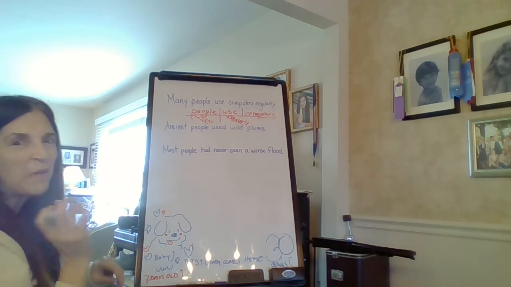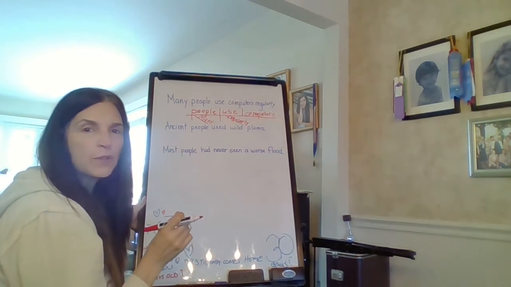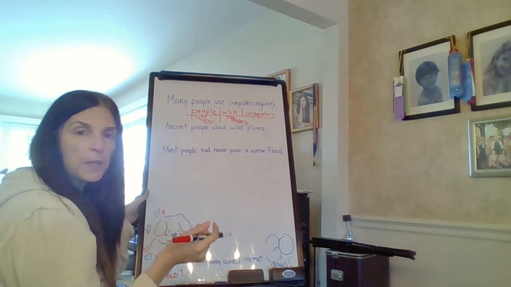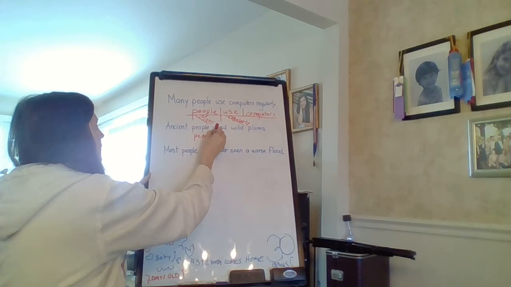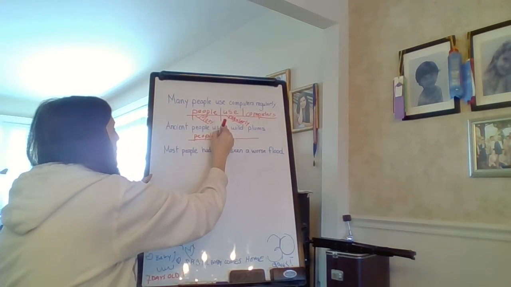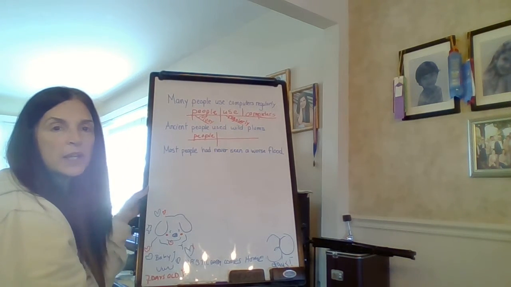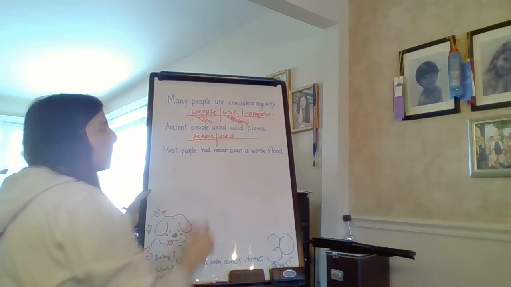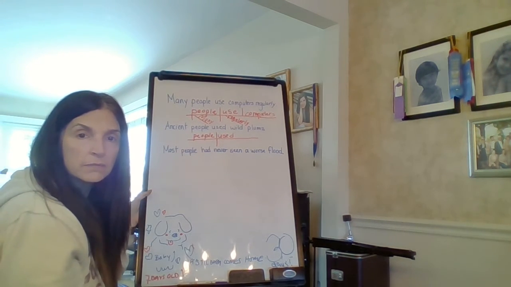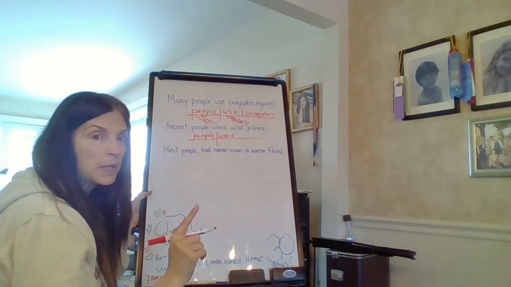So we're going to keep going. Number two: ancient people used wild plums. What's the sentence about? People. Draw our baseline, draw our bisecting line. What are the people doing? They used. Then we ask, used what? Plums. Not wild plums, plums.